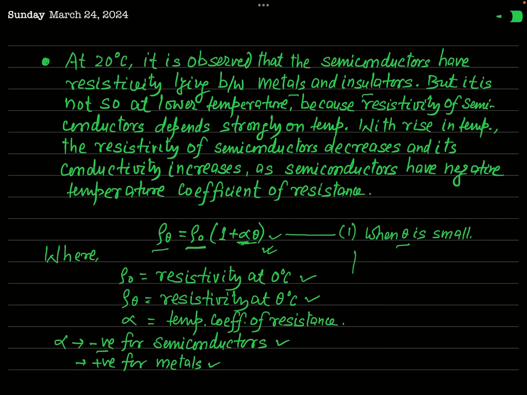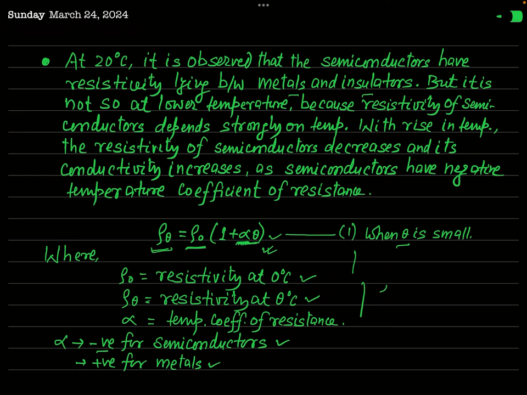You can see, if alpha is negative, then when you increase the value of theta, this alpha theta term will increase, but since alpha is negative, you will have to subtract more from this one, and so the result will be less. And that's why this negative value of alpha, on increasing the temperature theta, resistivity rho theta will decrease.